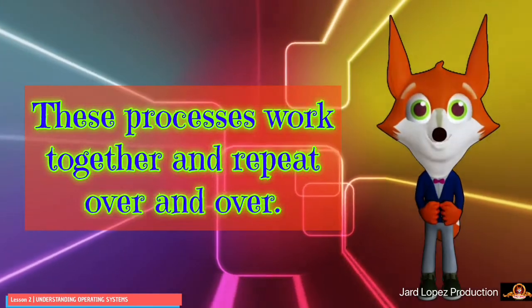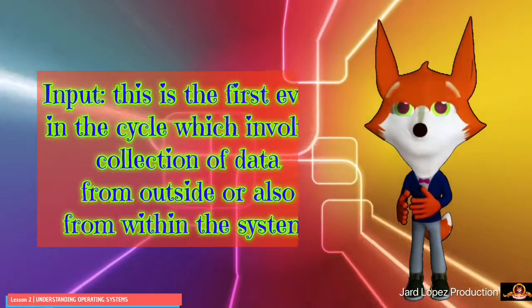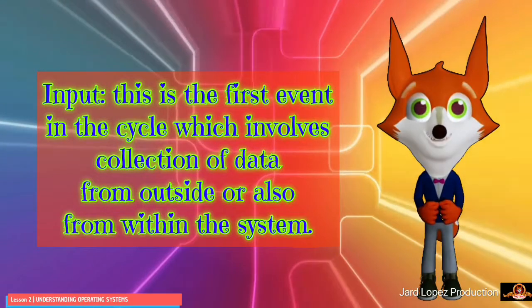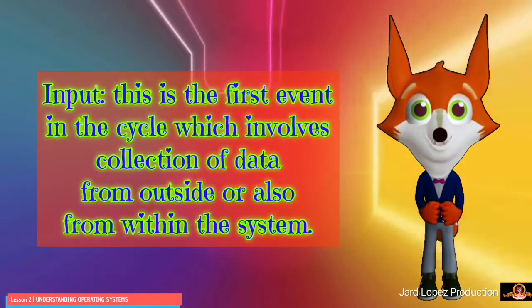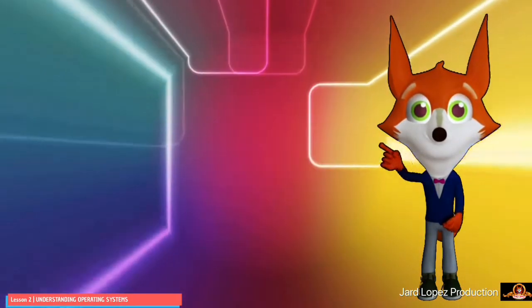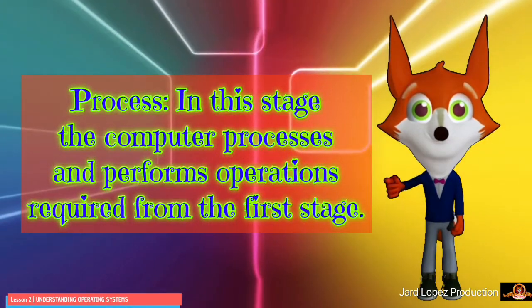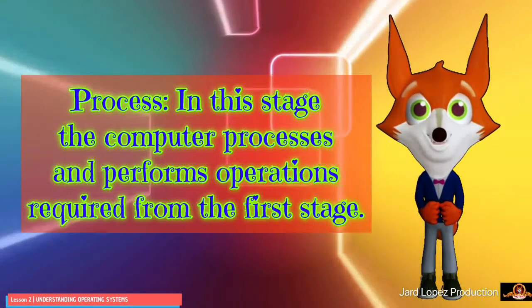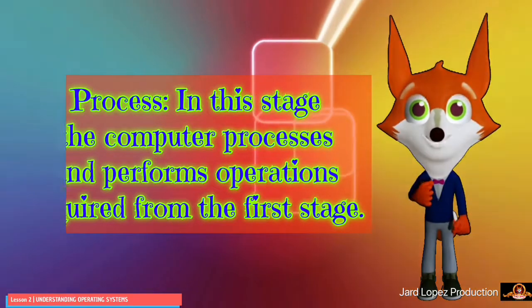First basic processing cycle of a computer is input. This is the first event in the cycle which involves collection of data from outside or also from within the system. Second event is process. In this stage the computer processes and performs operations required from the first stage.